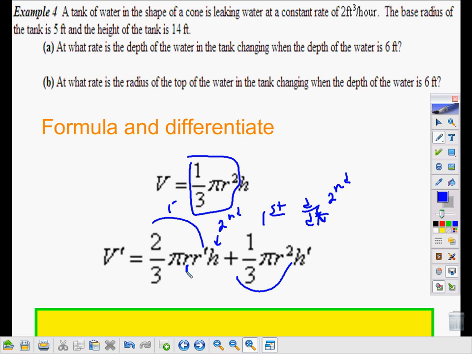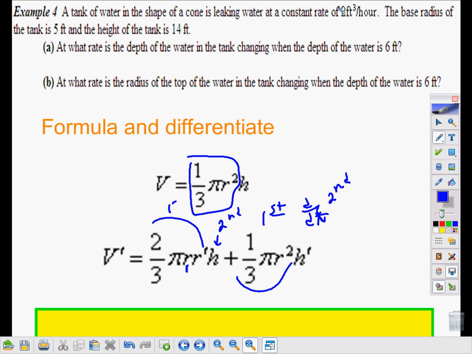Okay, no big deal, huh? So I start plugging in things and solve. I'm going to plug in my 2 for dV/dt, but I'm going to run into a problem. What's my problem? Should it be -2? Negative, why? Because it's coming out. Oh, it's leaking? Yes. Negative. You're right. Okay.